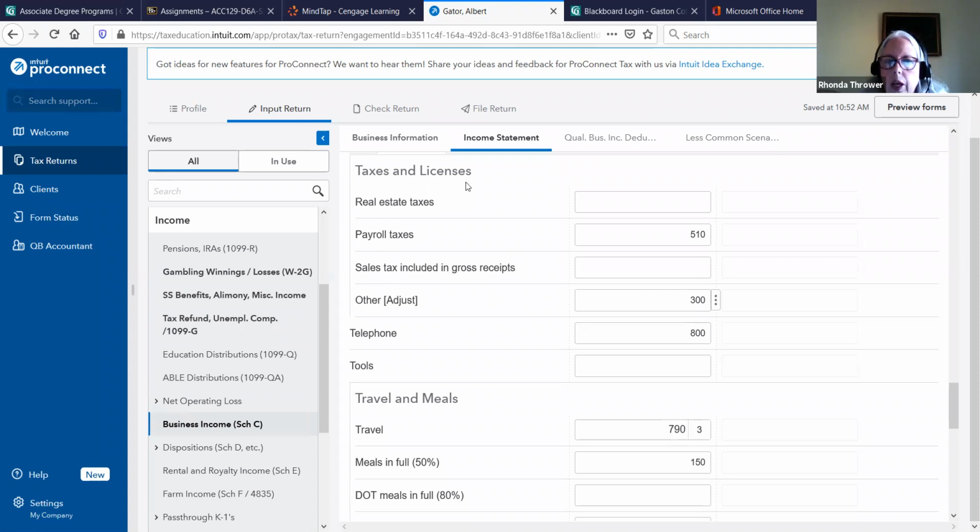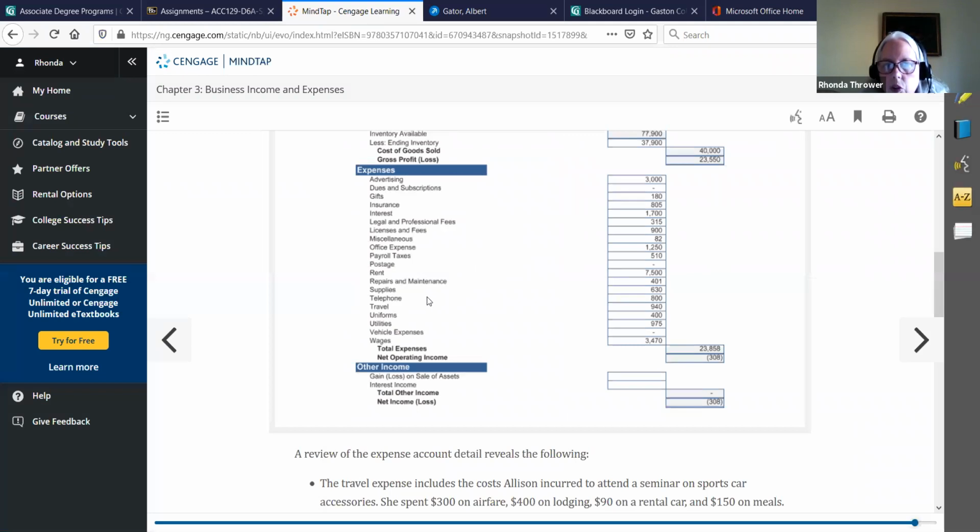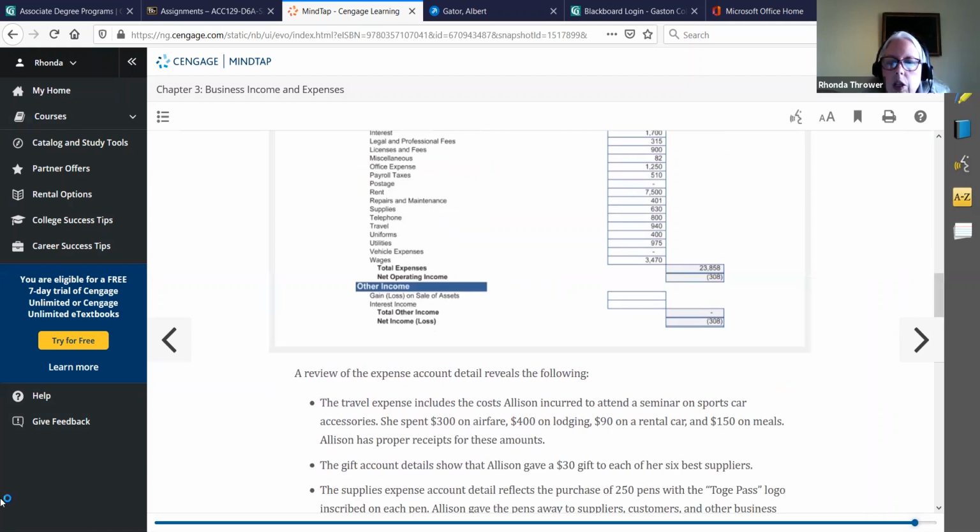Right. And then the next part has to do with travel. And with the travel, they had some additional information for that. So the total travel that they could take as an expense was 940. But let's look at the additional information to see how we would record that for tax purposes.